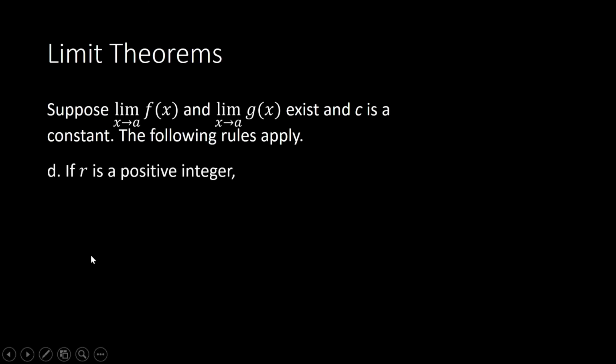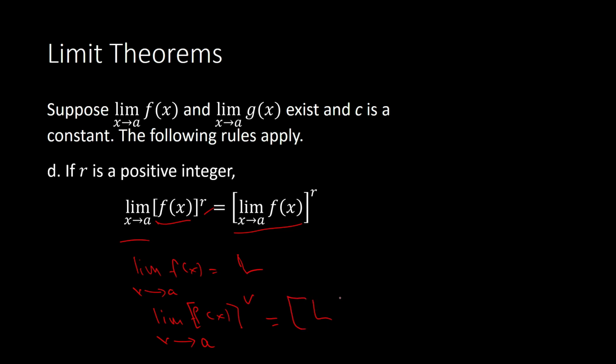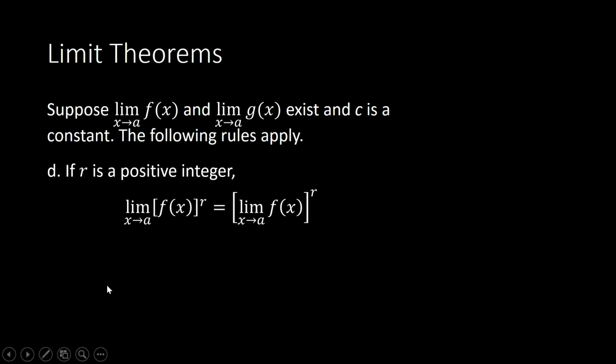If r is a positive integer, the limit of f of x raised to r as x approaches a is equal to the limit of f of x as x approaches a, all of that raised to r. So this is telling us that if the limit of f of x as x approaches a is equal to L, then the limit of f of x raised to r as x approaches a is equal to L raised to r.